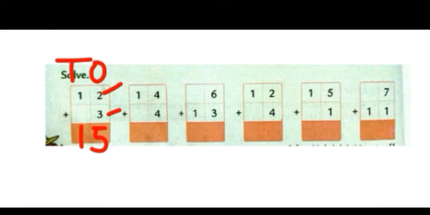Moving on to the next one. Again, this is the ones column. This is the tens column. Start adding from the ones side. 4 plus 4. How much? You can count on your fingers. 4 plus 4 is 8. Now second step says add the tens. Only 1 is there in the tens column. So that 1 will be written as it is.